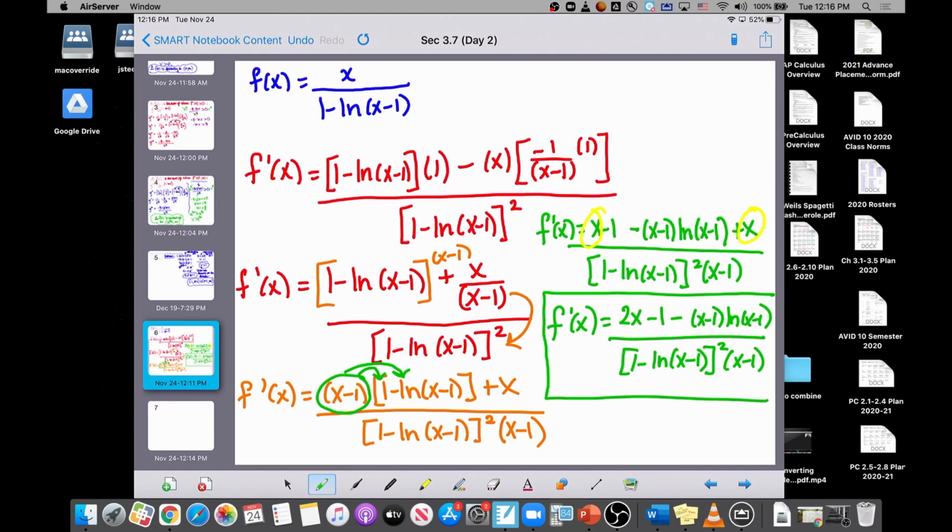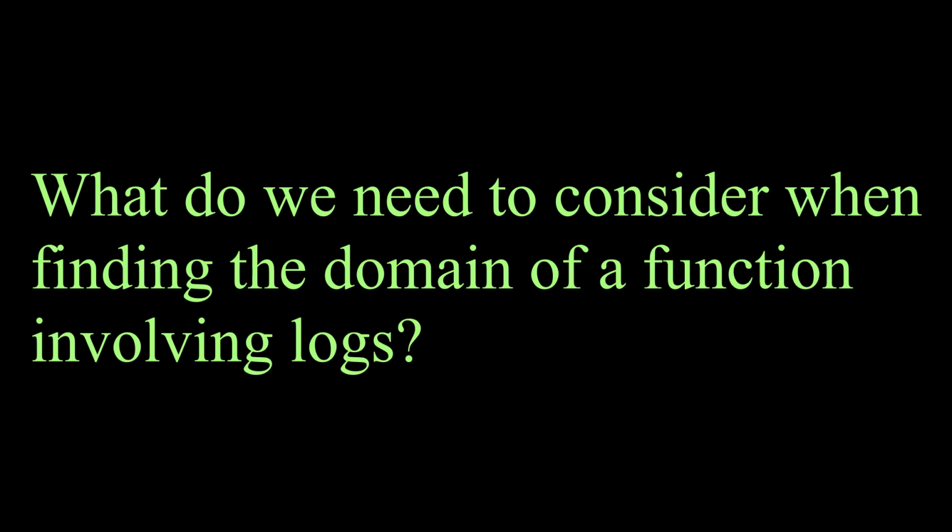You could certainly take it further. You could FOIL out that squared term in the denominator. You could multiply the x minus 1 through. There is more simplifying you can do, but at some point you kind of have to stop and say, am I making things worse or am I making things better? And if I'm making things worse, maybe I should stop here, right? So this is where I'm going to stop with my derivative f prime of x.